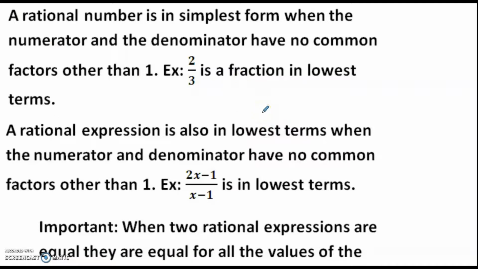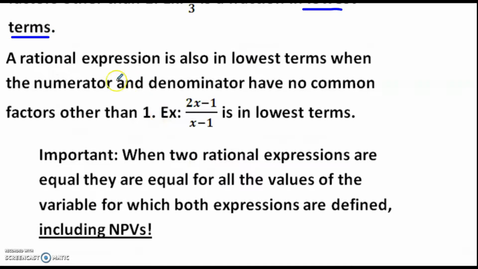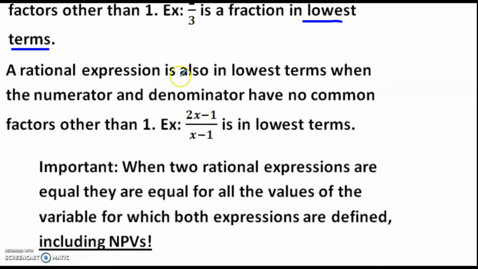All right, a rational number is in simplest form when the numerator and denominator have no common factors other than 1, right? So if you look at 2/3, there is no common factor of 2 and 3. Their greatest common factor is 1. So that's how I know it's in lowest terms. A rational expression is also in lowest terms when the numerator and denominator have no common factors other than 1. So exactly the same as a fraction. If you have a rational expression, so something like this, if the GCF is 1, it's in lowest terms. So 2x minus 1 and x minus 1, their greatest common factor is 1.